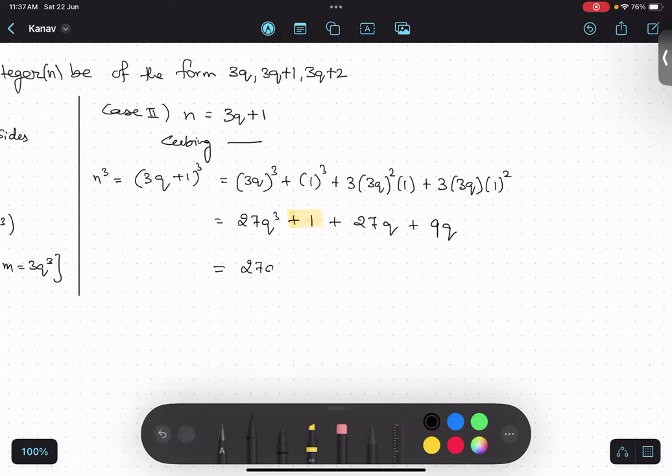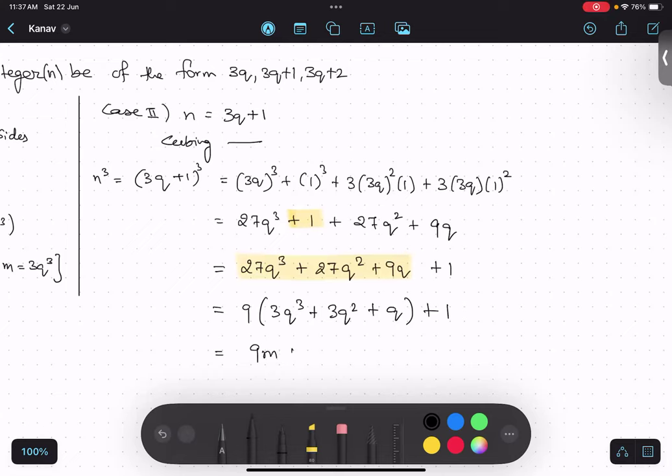So 27q cube plus 27q square will also come, plus 9q plus 1. I'm just shifting it a little bit to the right-hand side. And from these three terms, I can take 9 common. So I will get 3q cube plus 3q square plus q, plus 1. Can you see this part can be written as 9m plus 1, where m equals 3q cube plus 3q square plus q.